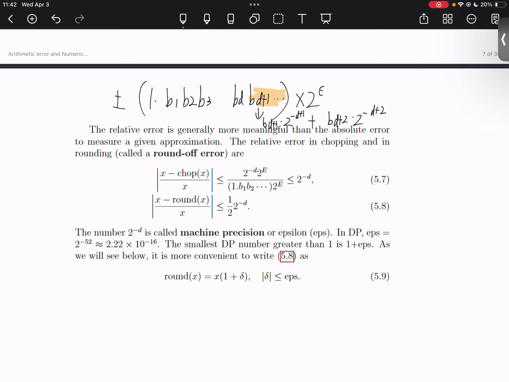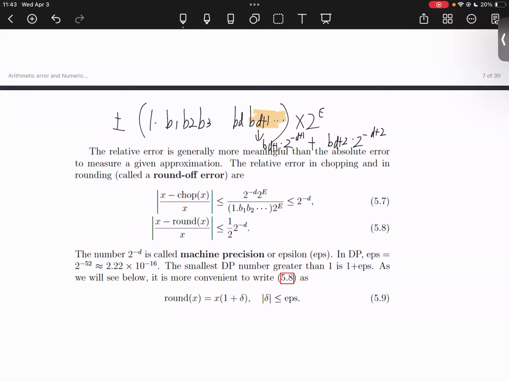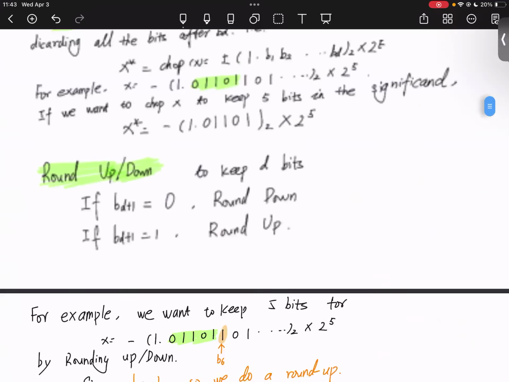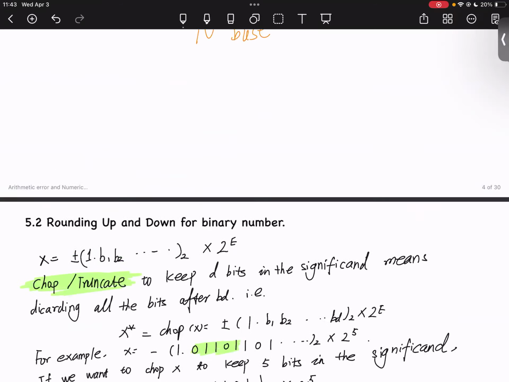And here we give a name to the 2 to the negative d, and it's called the machine precision. So in the double precision, dp here represents the double precision. In the double precision, we have 52 bits for the, so this number is coming from here. So I just mentioned something about this.